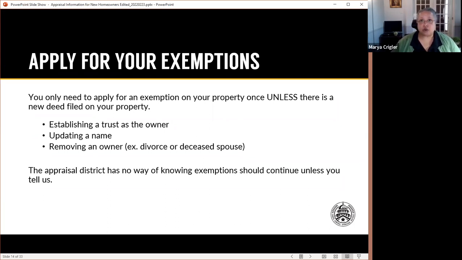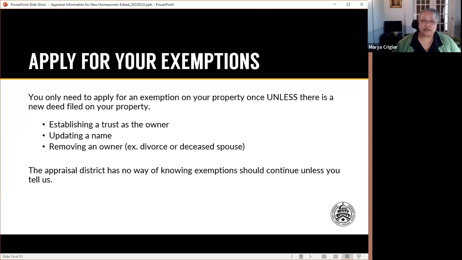A new deed can also be filed because you are updating a name, if you change your name for several reasons, or maybe you're removing an owner, you get divorced, or a spouse is deceased and the name's changed. A lot of homes that were bought many years ago were put in the name of the husband, and when the husband dies, then a new deed is filed putting it in the name of the wife, but it's a different name. So to the appraisal district, it's a different owner, and we have no way of knowing that the exemption should continue unless you tell us.